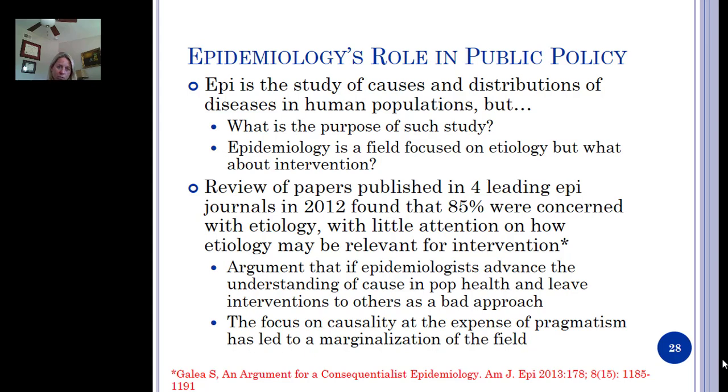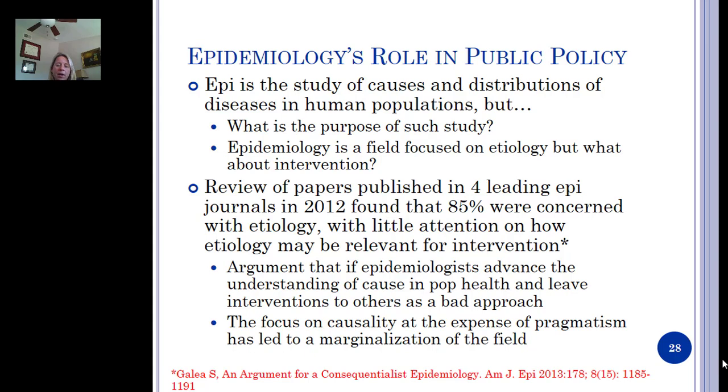So just to refresh, epidemiology is the study of causes and distributions of diseases in human populations. But generally, what is the purpose of those studies? Well, it is fundamentally to study the etiology of a specific disease or problem, right? We are interested in understanding what causes the disease that we're studying. That's etiology.